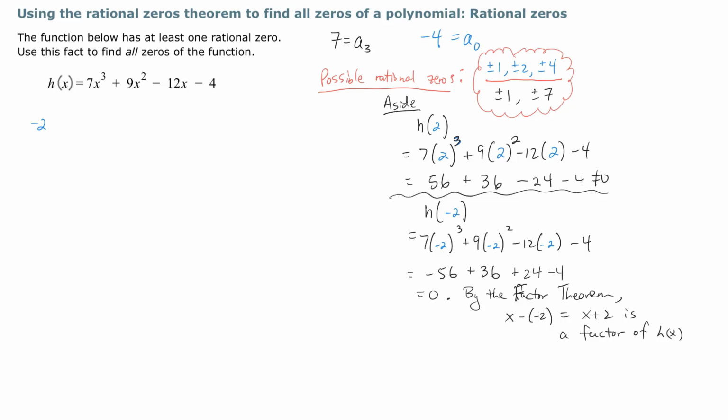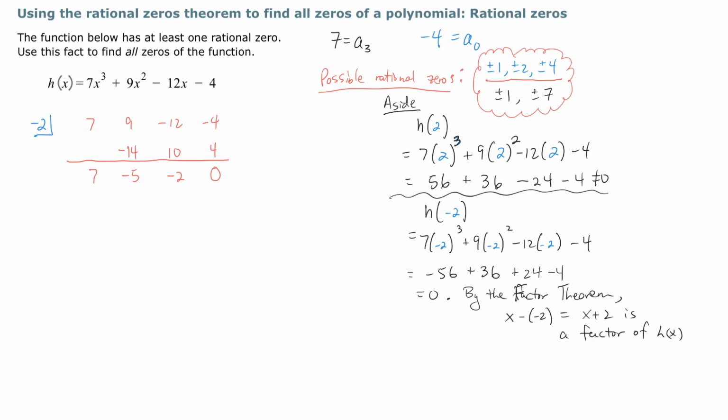So our 0 is negative 2. And now we'll write the coefficients, 7, 9, negative 12, negative 4. We'll first bring down the 7, and we are going to multiply and add. So 7 times negative 2 is negative 14. Add it to 9, we get negative 5. Negative 5 times negative 2 is positive 10. Add it to negative 12, we get negative 2. And negative 2 times negative 2 is positive 4. Add it to negative 4, we get 0.